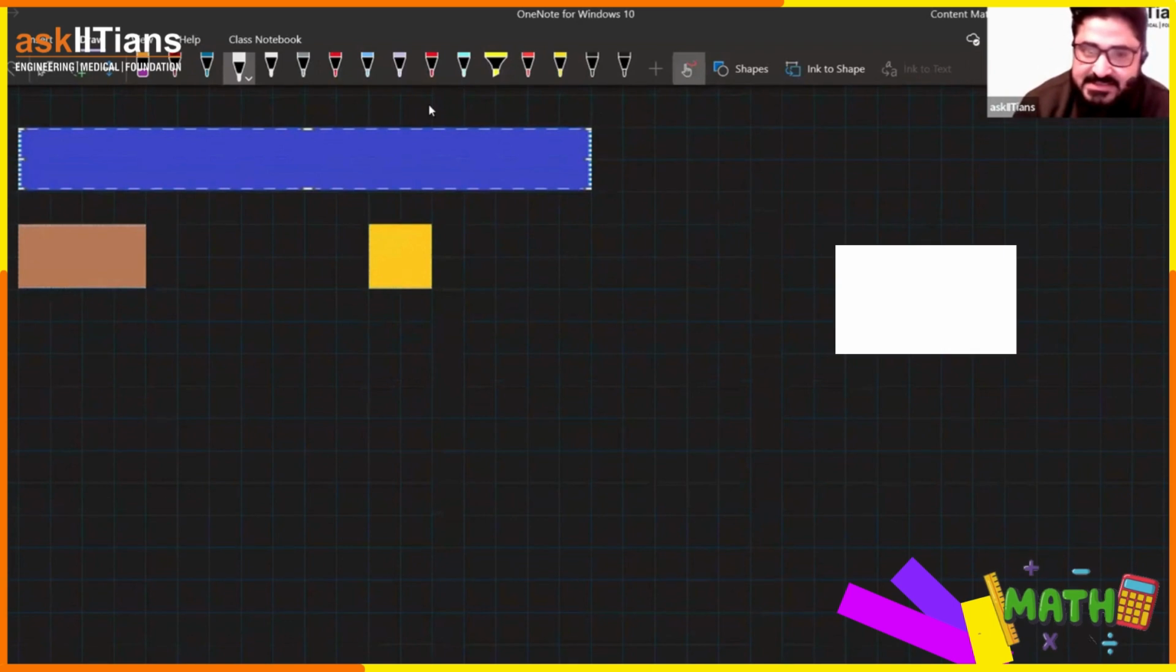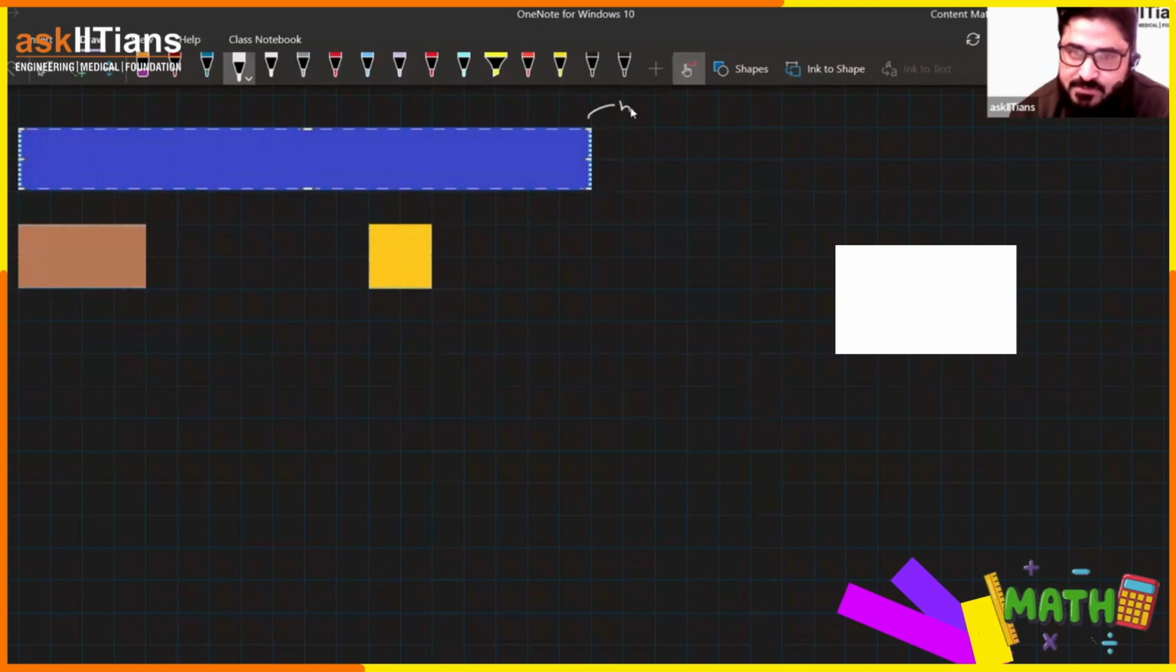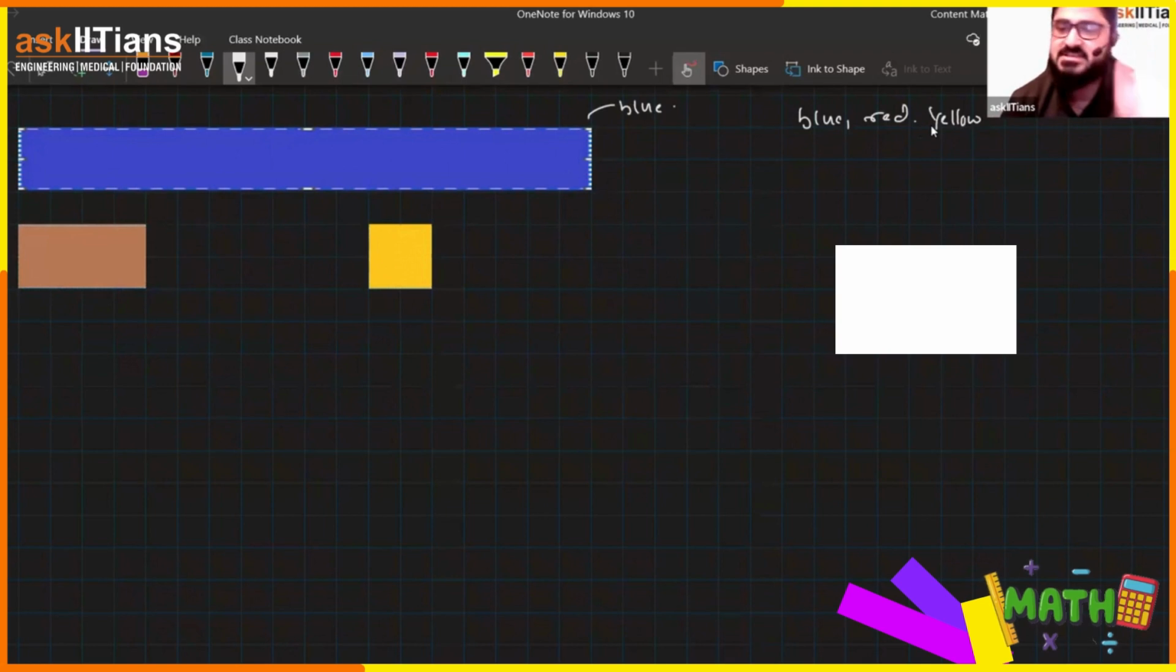Suppose this is a simple strip. Okay, in that case, this is a dividend. Let us suppose this is blue, and this is red. Okay, I have blue, red, and yellow. This is their size procedure.